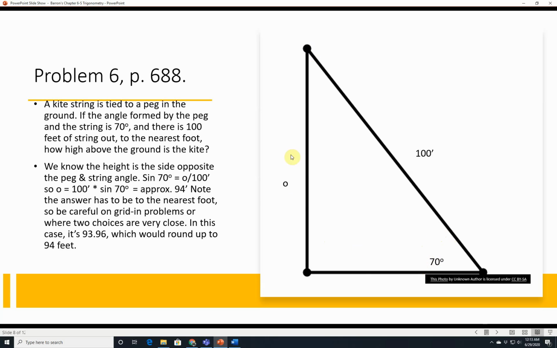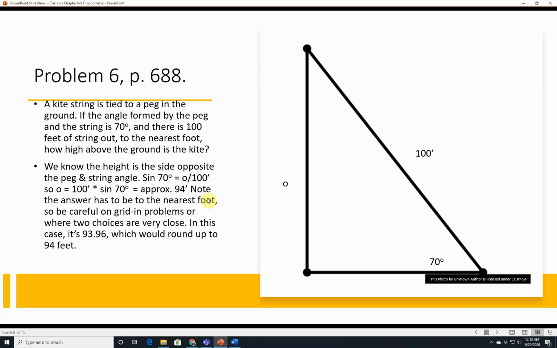Well, all we have to do is say the sine is the opposite over the hypotenuse. That's pretty easy to figure out. So we know that sine of 70 degrees is going to be O over 100. We just multiply 100 feet times sine of 70, and that's going to give you approximately 94 feet.